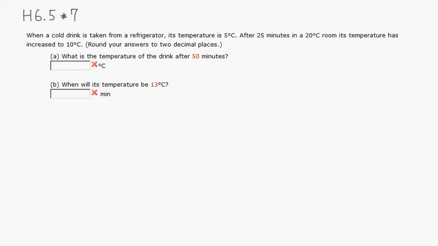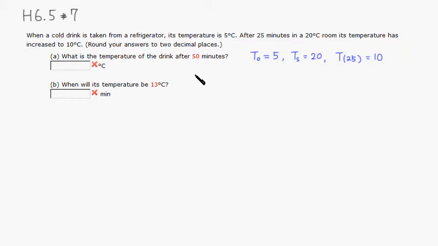All right, so let's see. Initial temperature is 5, so I'm going to write that down. T0 is 5. The temperature of the surrounding, T sub s, would be 20. And the temperature has increased after 25 minutes, so maybe I'll say T of 25 is equal to 10. So that's the given information.